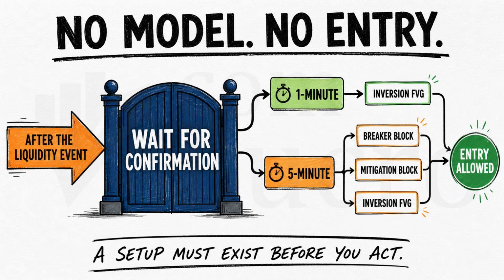At this point, an entry model must be present before initiating any trade. When operating on the 1-minute chart, the preferred approach is to look for an inversion fair value gap forming immediately after the liquidity sweep. Alternatively, when using the 5-minute chart, the focus shifts to identifying a breaker block, mitigation block, or inversion fair value gap that develops following the manipulation phase.